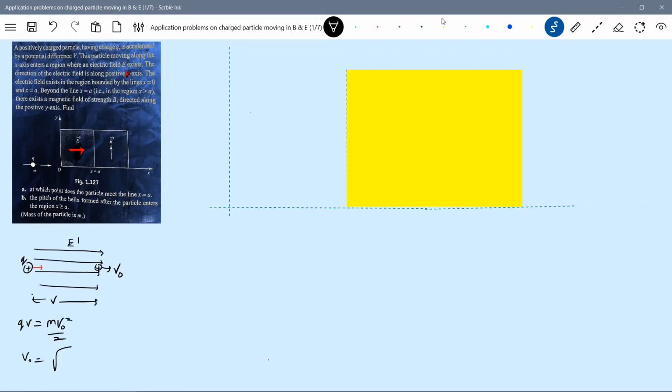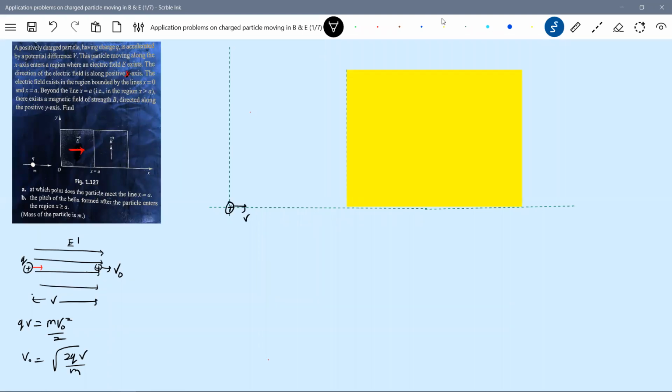So what is v naught in terms of these? v naught is the square root of 2qV by m. V is the potential difference through which the charged particle is accelerated. This is very important. I could have directly given the initial velocity v naught. But a student should have an idea that the charged particle will get accelerated due to that potential difference. Okay, now the charged particle will get into the problem.